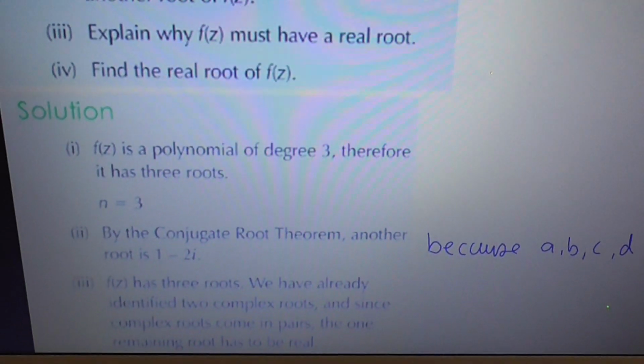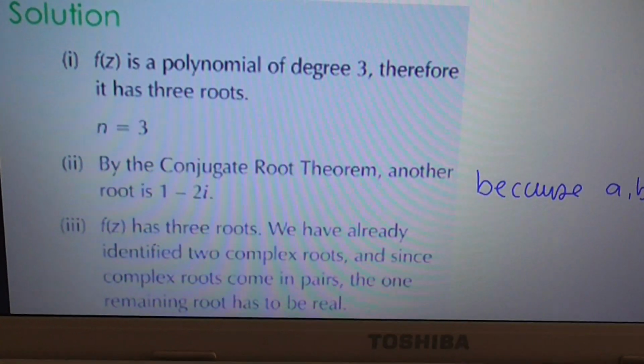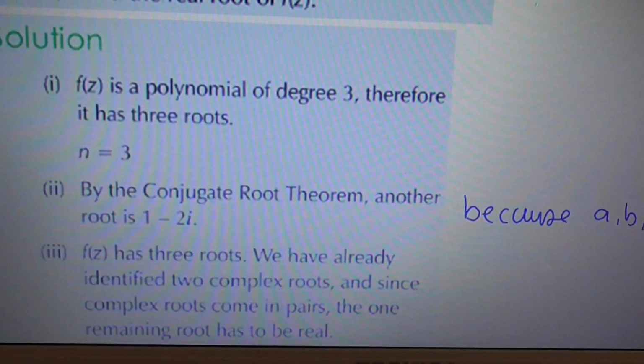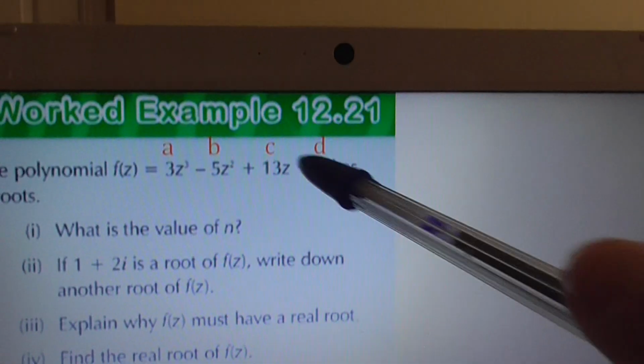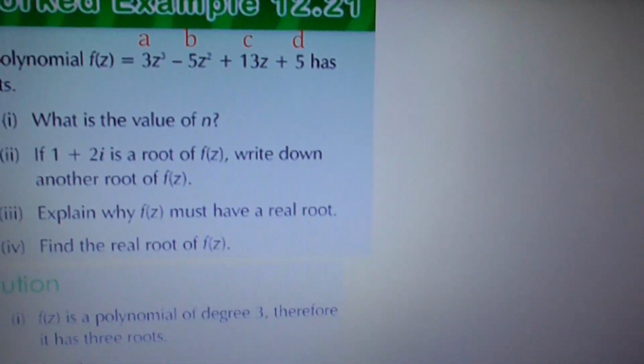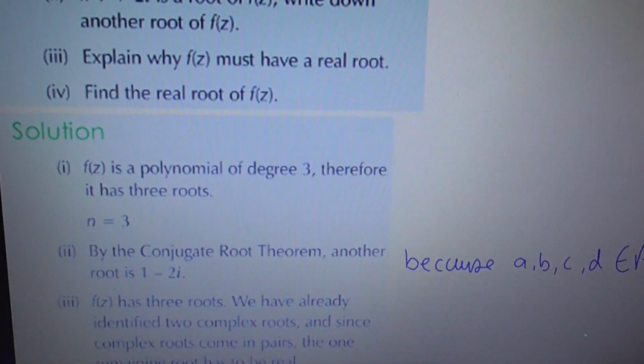Okay, so again, these are just the answers written out to parts 1, 2, and 3. A, B, C, and D are the coefficients up here. They're all real numbers. So I'm now going to move on to part 4.